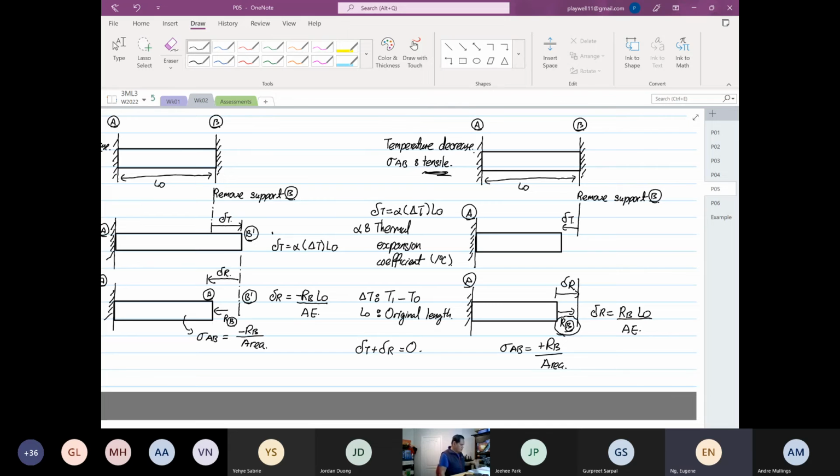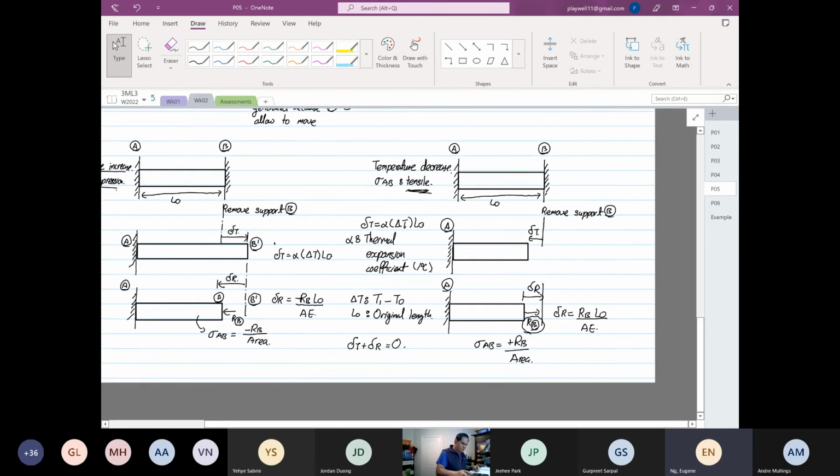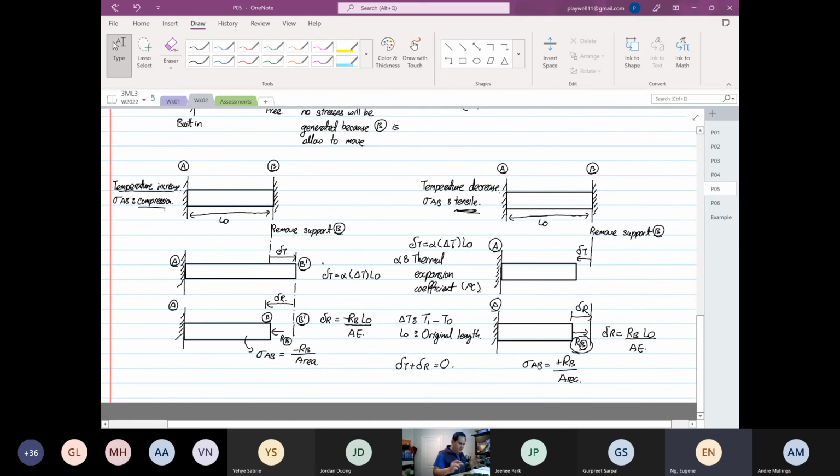Okay, so we are going to look into the next example. The next example is one of the most complex examples that you have seen in this thermal expansion or contraction. So just to quickly summarize.